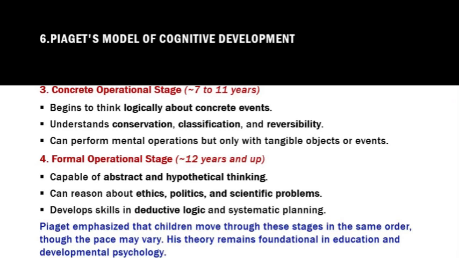The last stage is the formal operational stage, from 12 years and up. In this stage they are capable of abstract and hypothetical thinking, and they can reason about ethics, politics and scientific problems. This age develops skills in deductive logic and systematic planning. So we can summarize that Piaget emphasized that children move through these stages in the same order. Though the pace may vary, his theory remains foundational in education and developmental psychology.